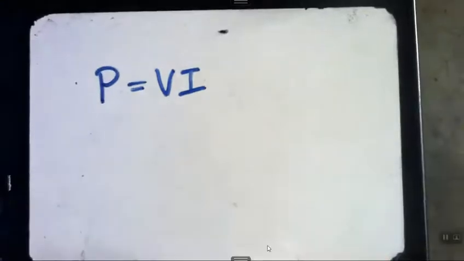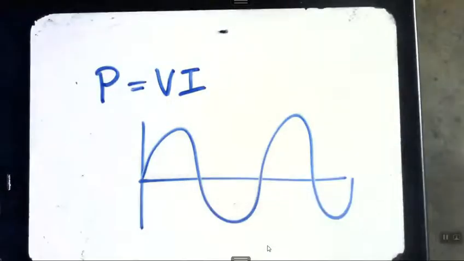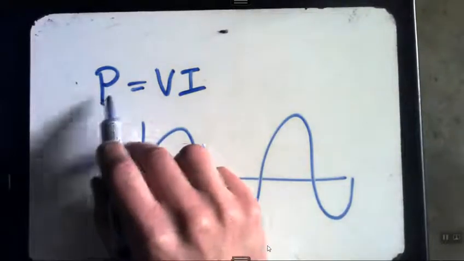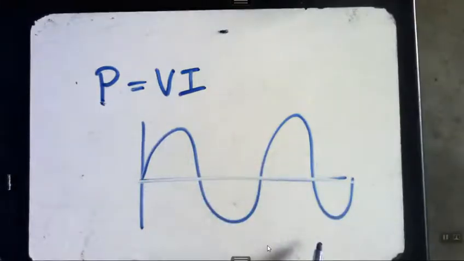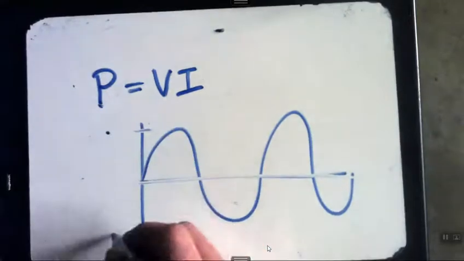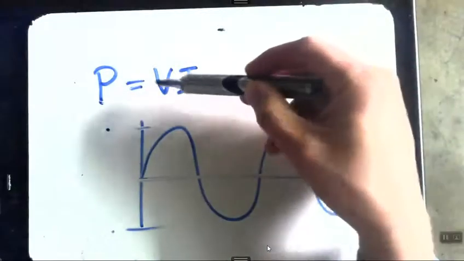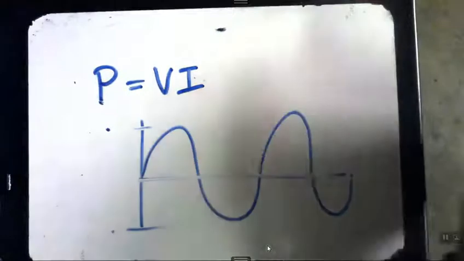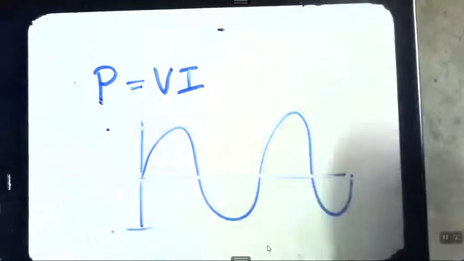But we have a problem, because if we think of our current and voltage graphs, and we need to use our average current, our average is going to be 0, because half of the time it's a positive value and half of the time it's an equal negative value. So I can't say 0 times 0, because current and voltage will have the same problem. So we need to get a different way of calculating this.